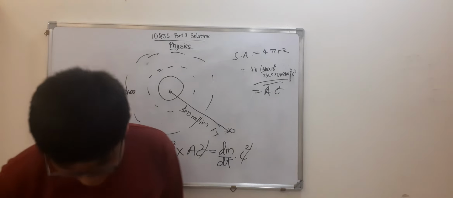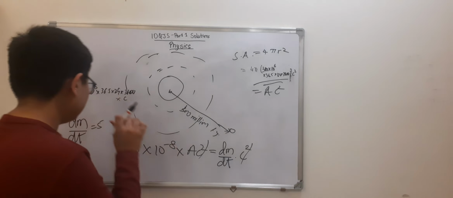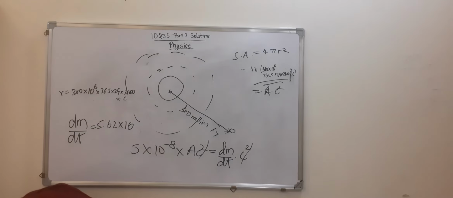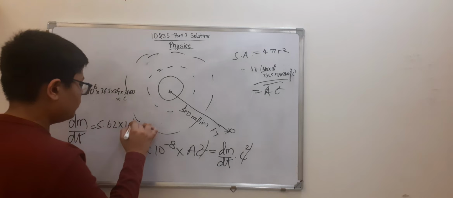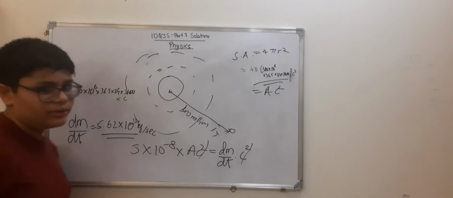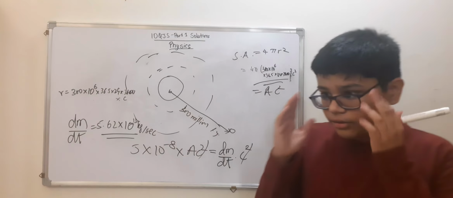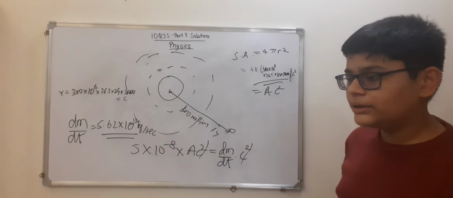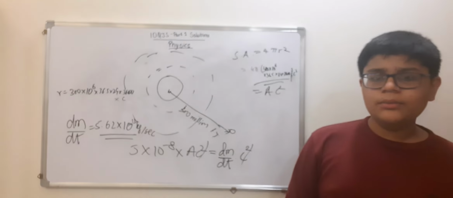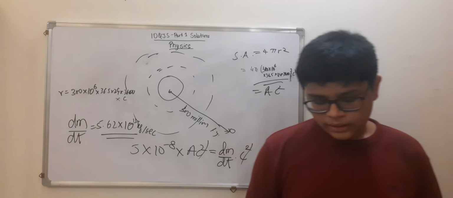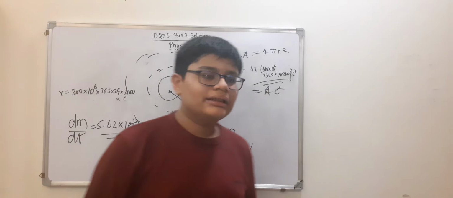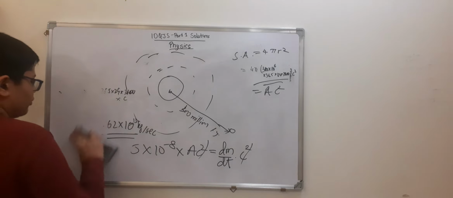If you solve this, then you will get the answer as 5.62 into 10 to the power 13 kg per second, right? So you can solve it yourself. I am giving that part to you, and this is option C. So like this you can solve this question. This question was moderate because it involved some calculation which is not familiar to students.